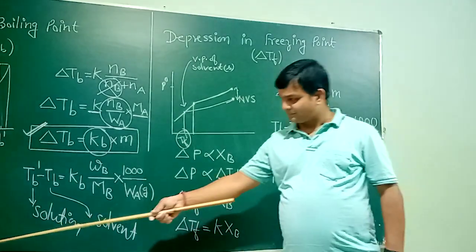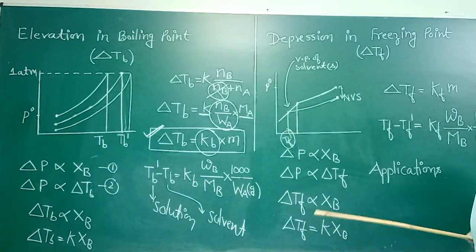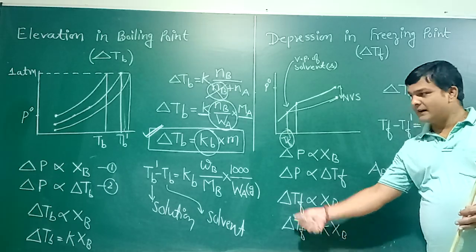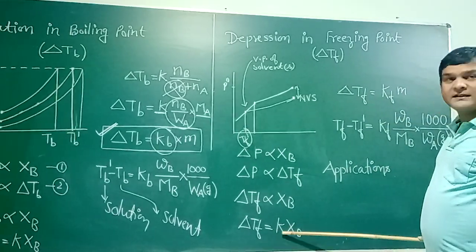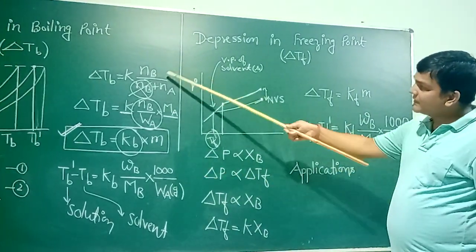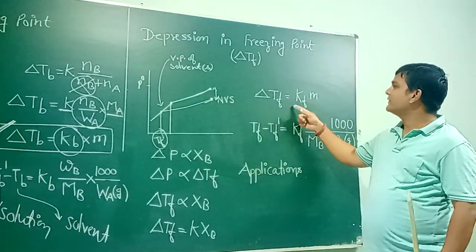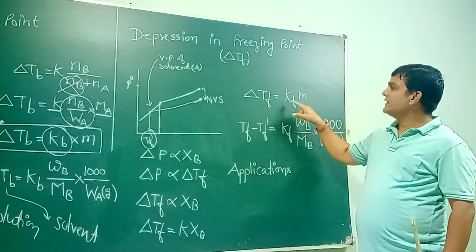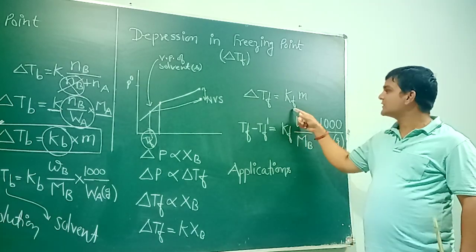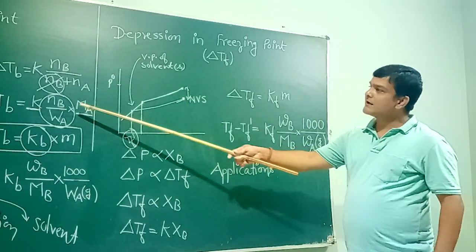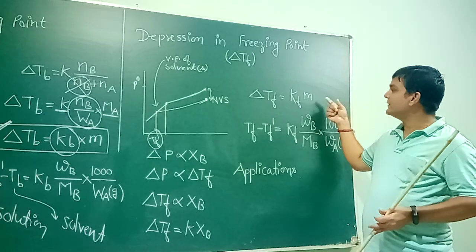If you look here, you can see this formula and this formula are the same formula. The only difference is F, there we had B for boiling and F for freezing. K is known as depression constant. Now you can do a similar calculation here also, and finally you will get a similar formula: delta Tf equals Kf into m, where Kf is also known as molal depression constant, also known as cryoscopic constant. So these two formulas are 100% identical.